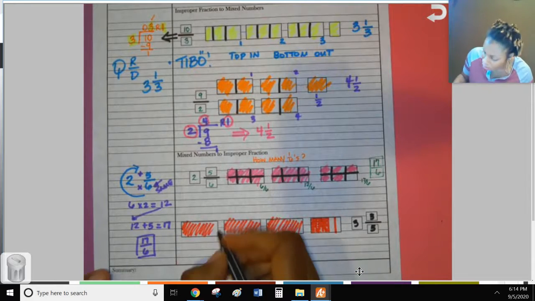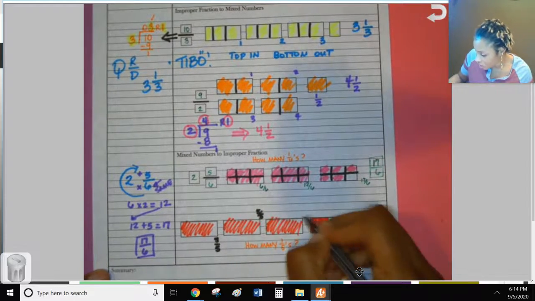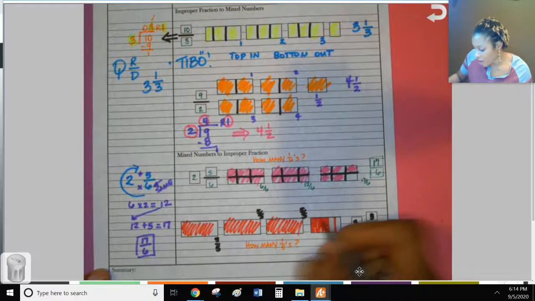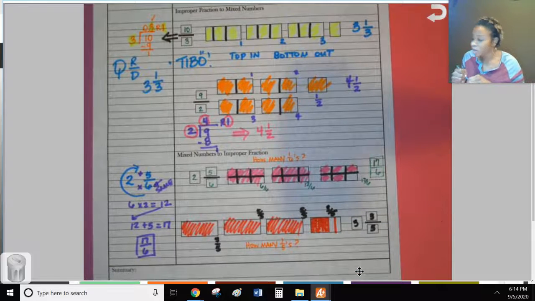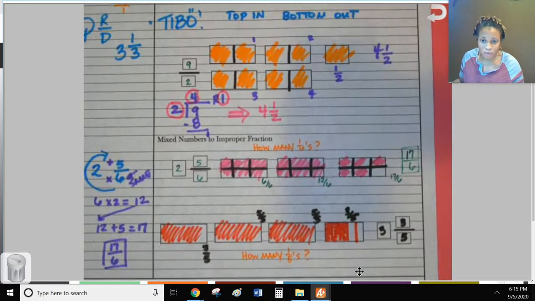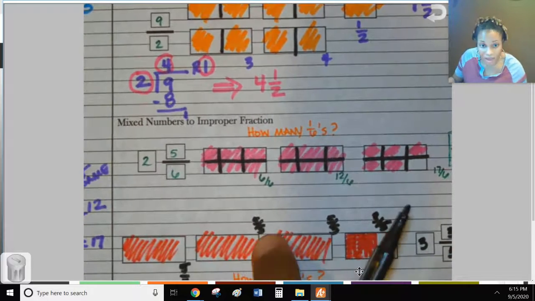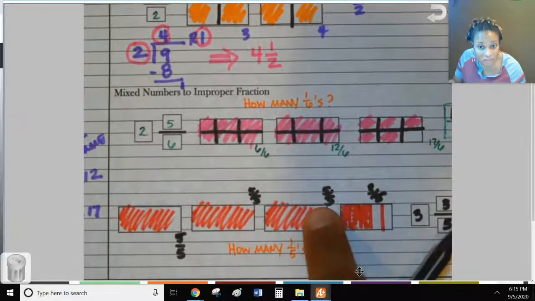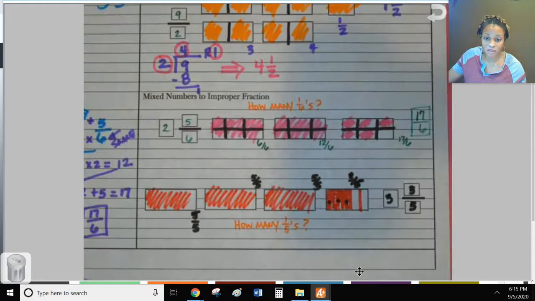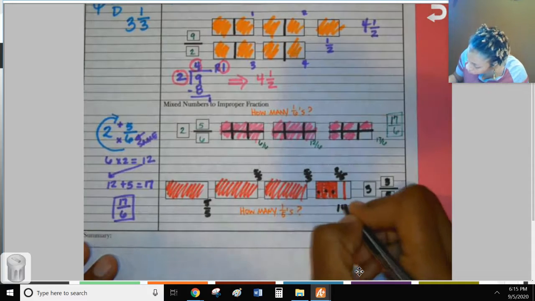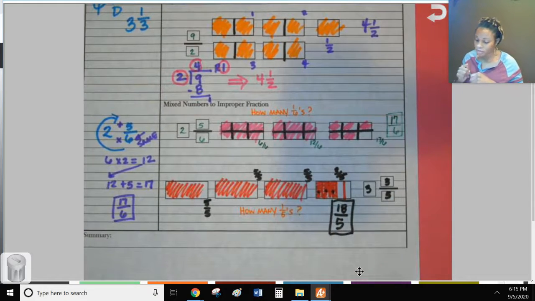So because this is shaded totally, I know this is 5/5, and this is shaded totally, that's 5/5, and this is shaded totally, that's 5/5. And I only have 3 here, so 3 out of 5. Sorry, my marker is not looking the best. It's not having a sharp point, but hopefully you can tell the difference between a 3 and a 5. This is 5 plus 5 plus 5. 5, 10, 15, 16, 17, 18. So 18 fifths is our answer. 18 fifths would be shaded.